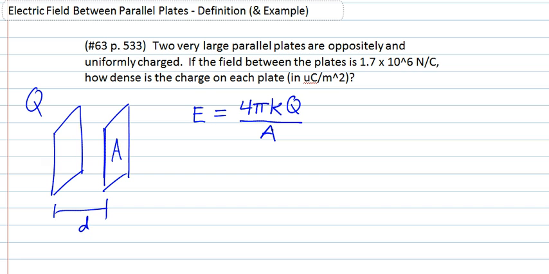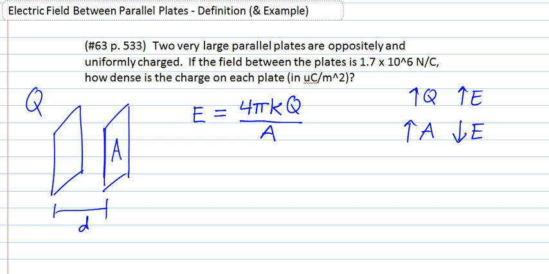So we're going to use this to solve an example problem, but first let's talk a little bit about this equation. Hopefully it makes sense that as Q increases, the electric field goes up. But it also makes sense that as the area increases, the electric field goes down because the charge is getting more spread out. So those are just a couple of things to think about.